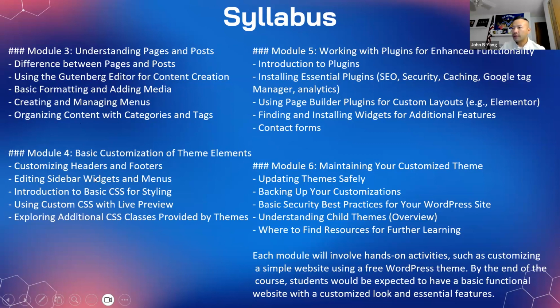So for modules 4 to 6, we'll continue with Paul. Module 4 is going to be basic customization of the theme elements, customizing headers, footers, editing sidebars, widgets, and menus, and an introduction to basic CSS and styling. So CSS, again, we just talked about that earlier. It's styling, customization in terms of color, any type of layouts and stuff like that can be done through the custom CSS.